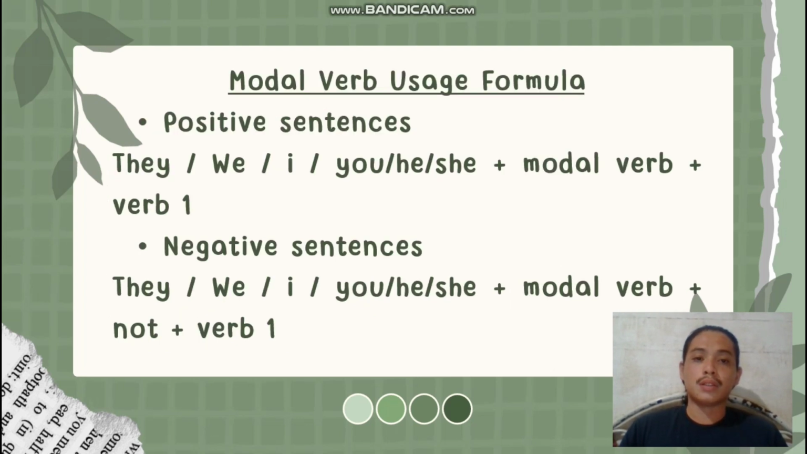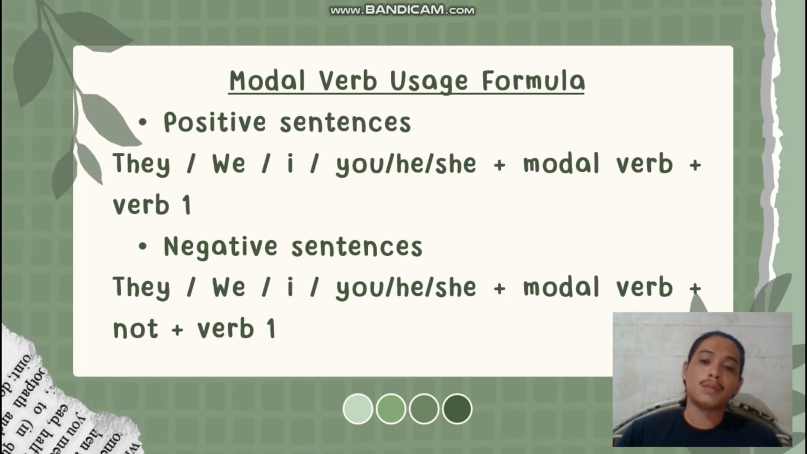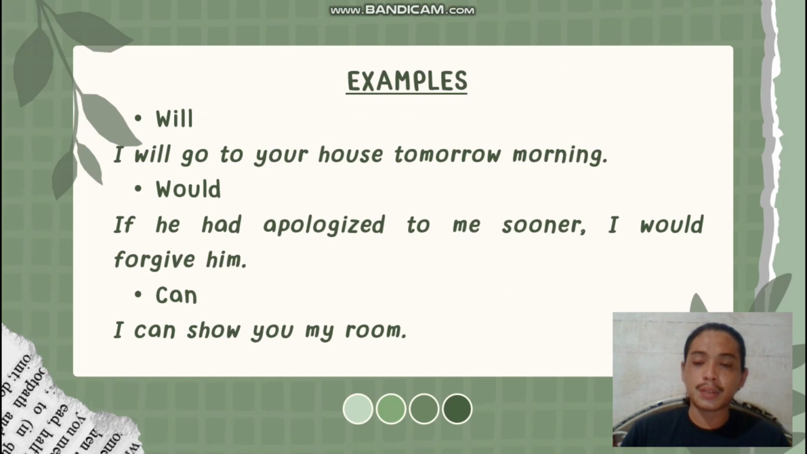Modal verbs use a formula. Positive sentences: they, we, I, you, he, she plus modal verb plus verb 1. Negative sentences: they, we, I, you, he, she plus modal verb plus not plus verb 1. Examples: Will, I will go to your house tomorrow morning. Would, if he did apologize to me sooner, I would forgive him.